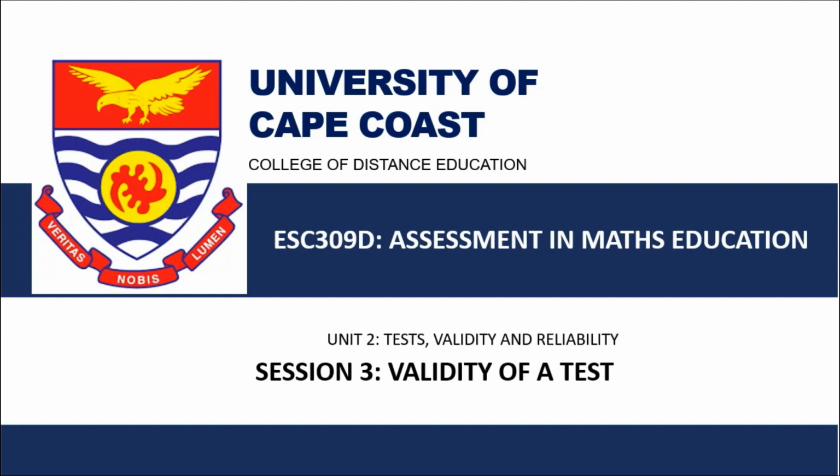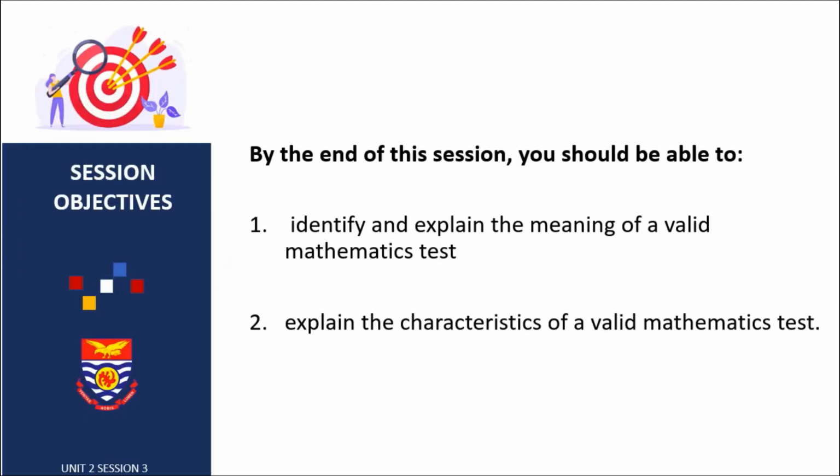So in session 3 of unit 2, we are looking at the validity of a test. In the previous lesson, we looked at the scope of mathematics tests. So in this session, we are looking at the validity of mathematics tests. Our session objective: you should be able to identify and explain the meaning of valid mathematics tests at the end of the section. You should also be able to explain the characteristics of a valid mathematics test.